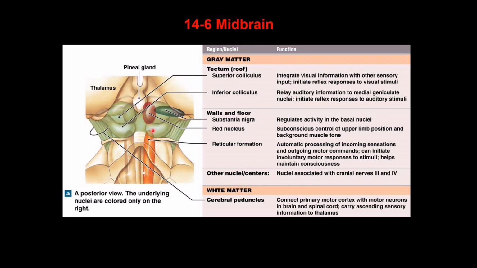Also you have the substantia nigra. This is a pigmented area and it has a motor function, so it influences the basal nuclei. The basal nuclei are important for the movement of skeletal muscle and are subconsciously affecting that.